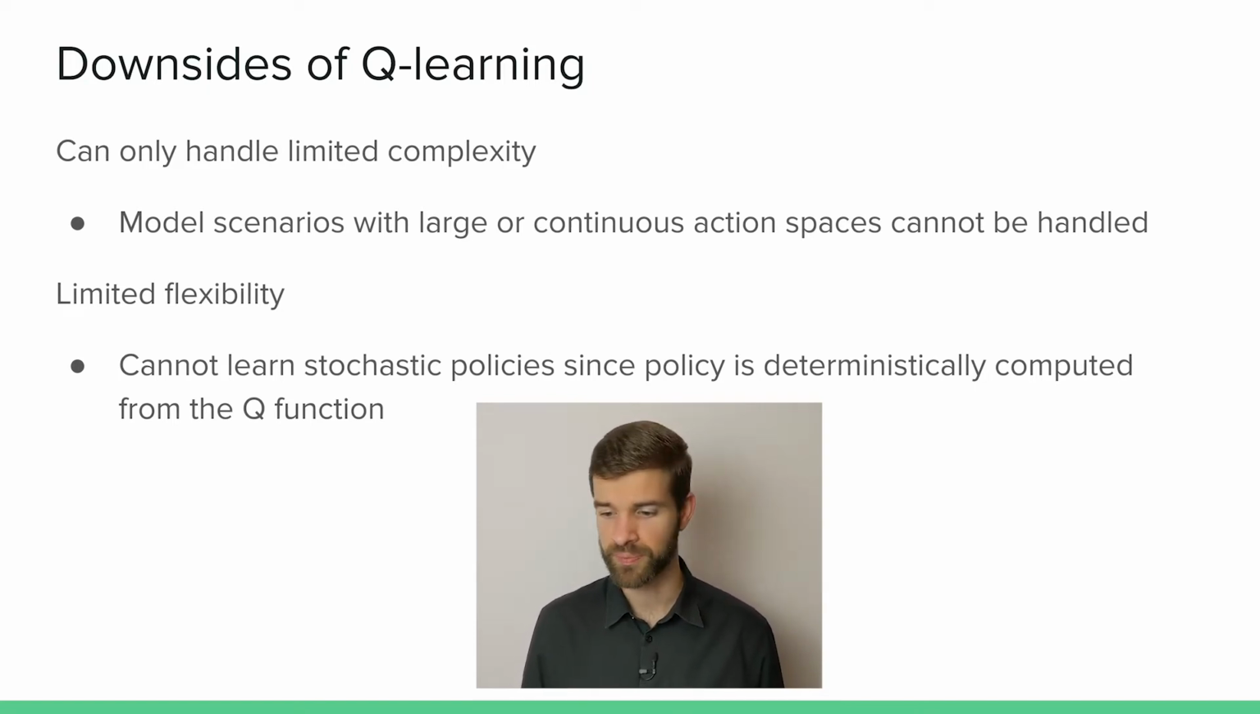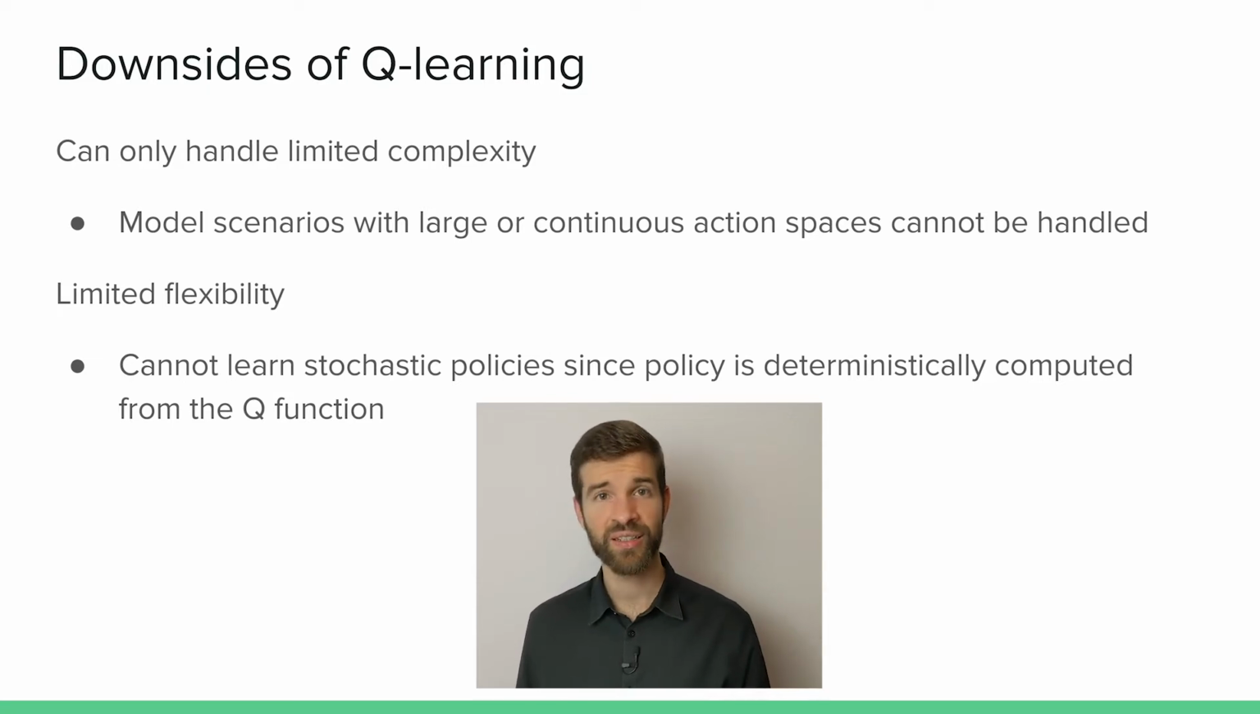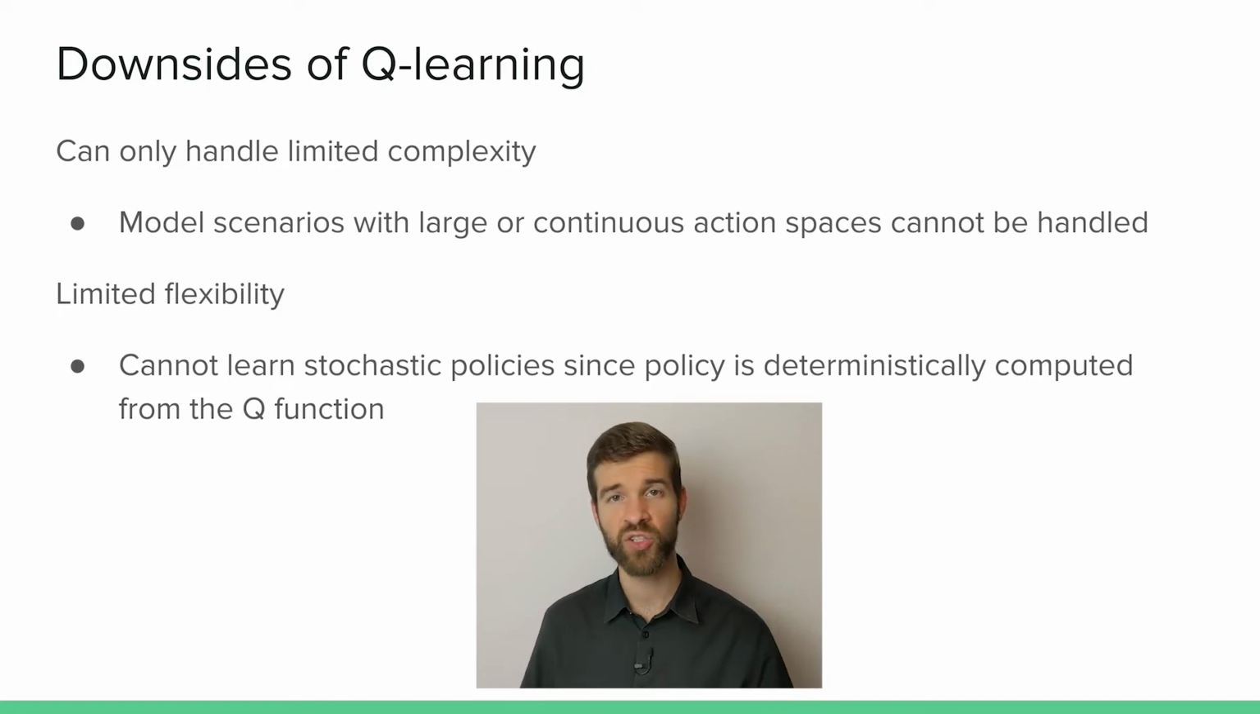In terms of flexibility, Q-learning is also a bit limited, as it cannot learn stochastic policies, because the policy is deterministically computed from the Q function. We know how we get from the Q function to the policy by just taking whatever action gives us the highest reward. And if the next state has a random component, that means it's stochastic, we cannot handle this stochastic process with Q-learning.